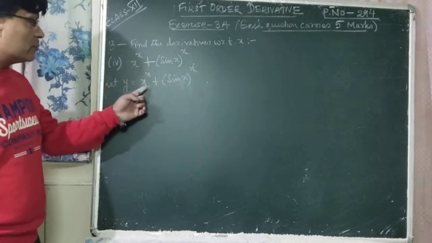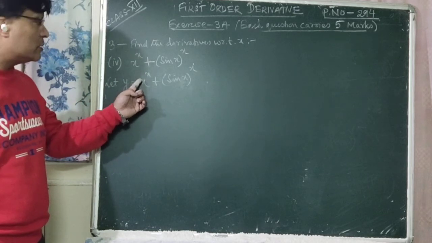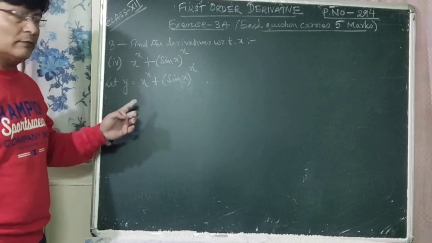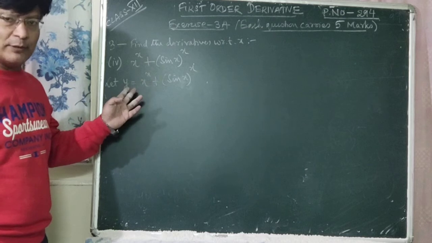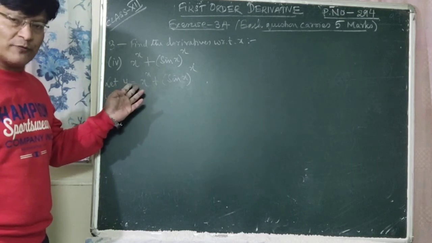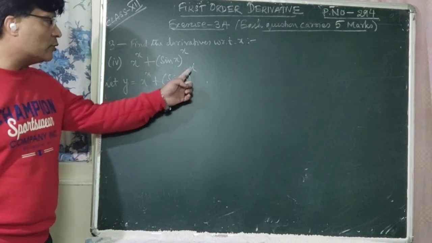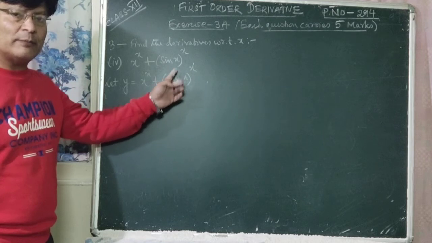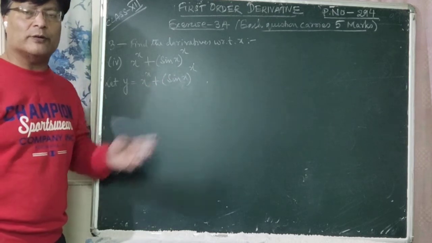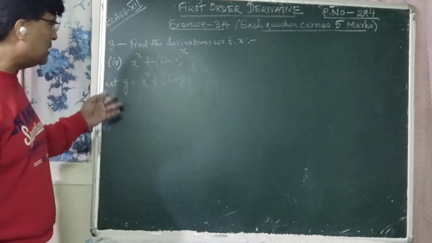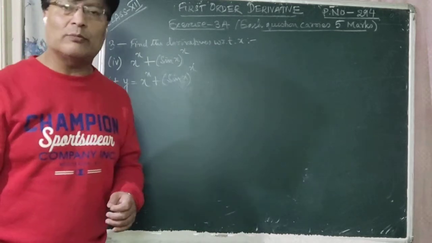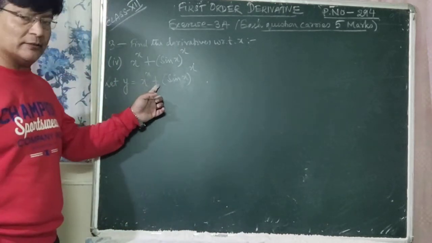For the first term also we do log here because both the base and the power are variables. So you have to take log for the first term. Here also, (sin x) whole to the power x, the base is a variable and the power is also a variable. Here also you have to take log. But in this case you cannot take log on both the sides because there is a plus sign here.